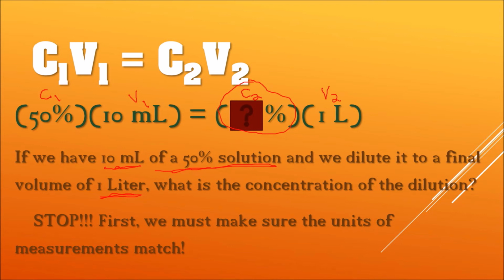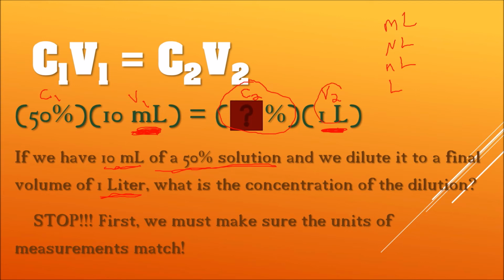But look at this. Over here we have 10 milliliters for V1, but over here for V2 we have 1 liter. Now these have to match up. It has to either be milliliters for both of them or liters for both of them. You can't mix and match. It has to be the same. It can be either one. That's fine. You could have milliliters, you could have microliters, you could have nanoliters, you could have just plain old liters. It doesn't matter. But what matters is that they're both the same. They both have to be in the same format.